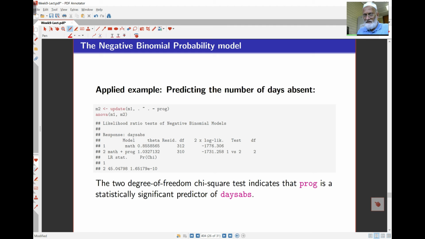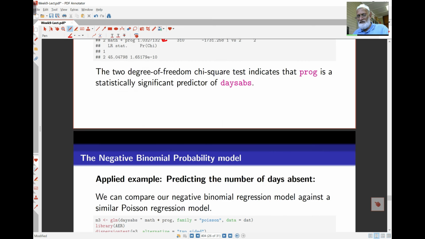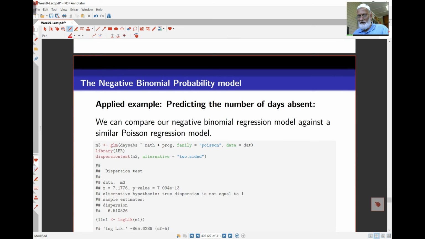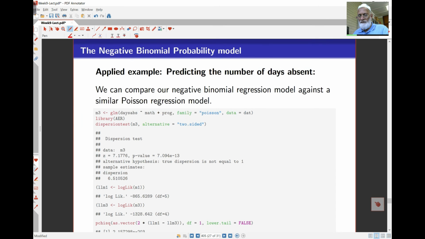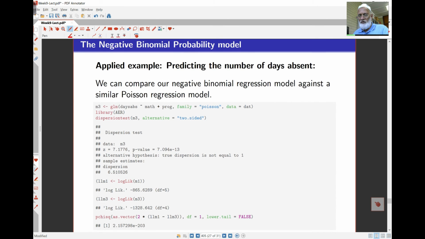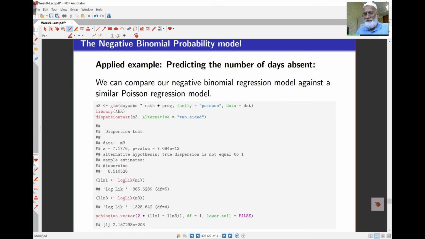You can see the theta value changes between those two, so it doesn't necessarily keep the same dispersion parameter. And certainly here, by looking at those p-values, you can see that program is a significant variable in the model. Now, what if you compare this with a Poisson model? So I fit the usual Poisson model here with maths and program as our variables, and the family is Poisson.